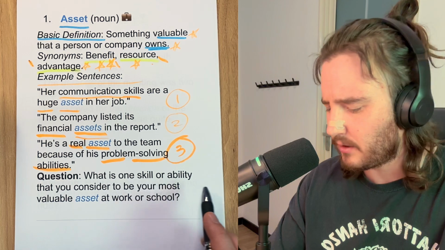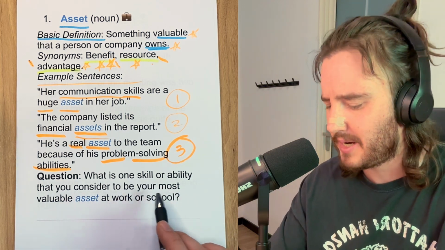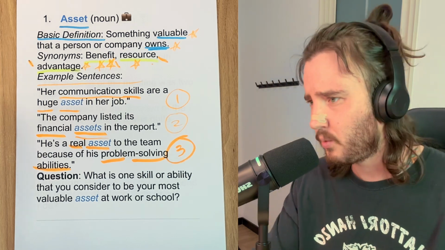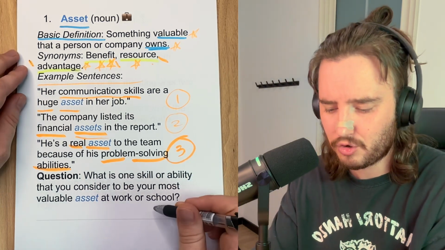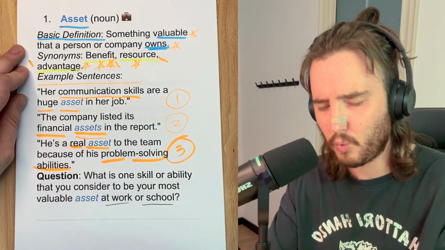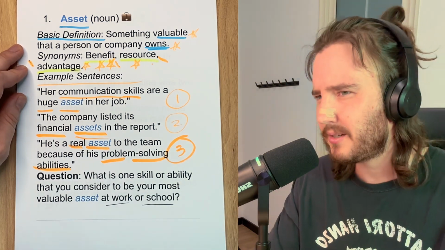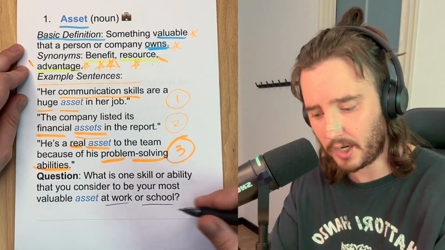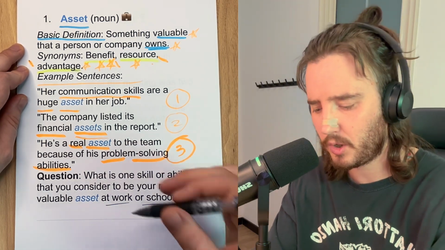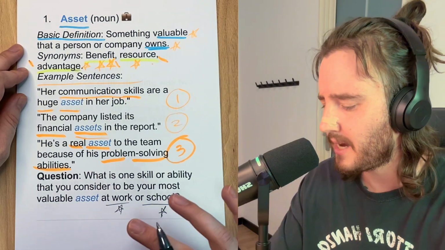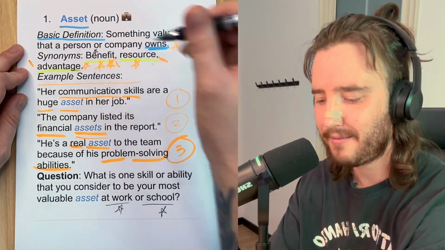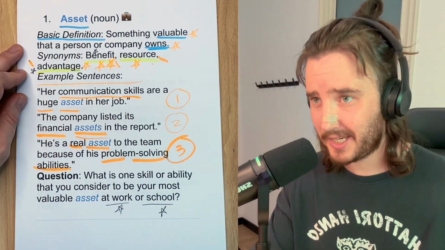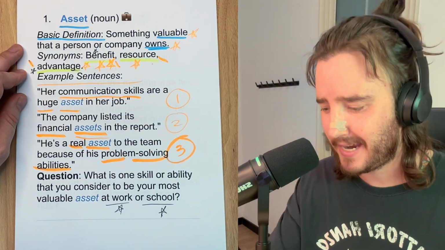What is one skill or ability that you consider to be your most valuable asset at work or school? Okay, so if you think about school, if you think about work, what are some skills of yours that come to mind? Why are you a good student? Or why are you a good worker on the team? In other words, why is it a benefit to have you on the team at work? Why is having you on the team an advantage, right?